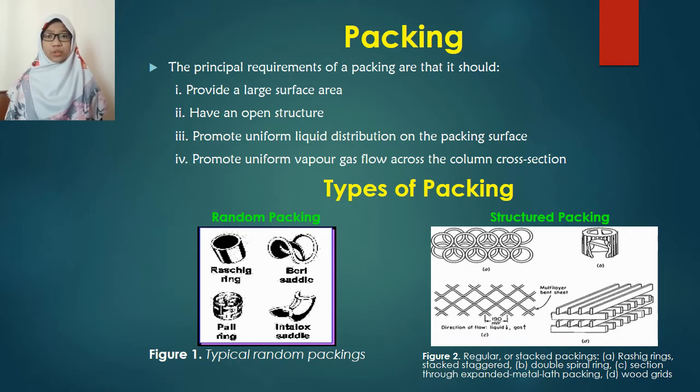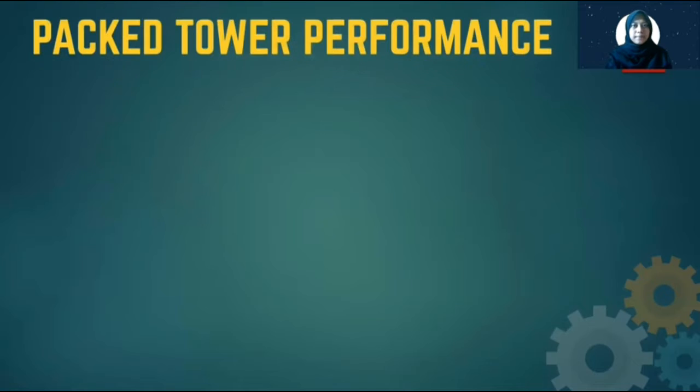Packings can be divided into two classes. The first one is random packing, such as rings, saddles, and proprietary shapes. And the second one is structured packing, such as stacked rings, grids, and proprietary structured packing, as shown in these figures here. Packed tower performance.